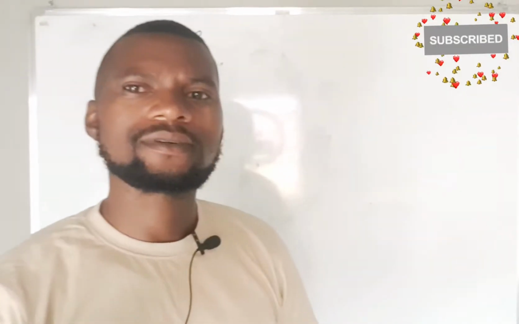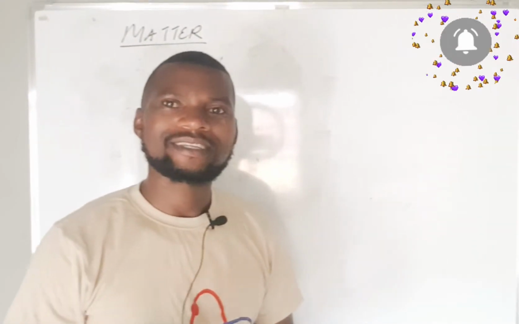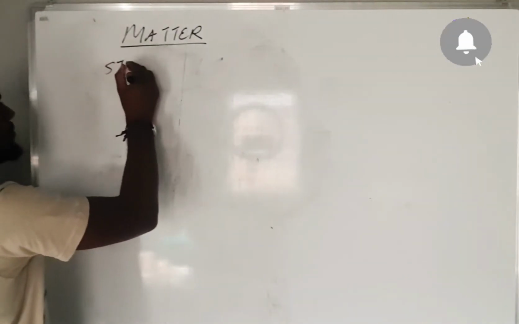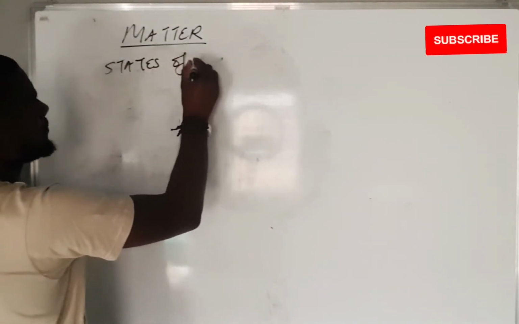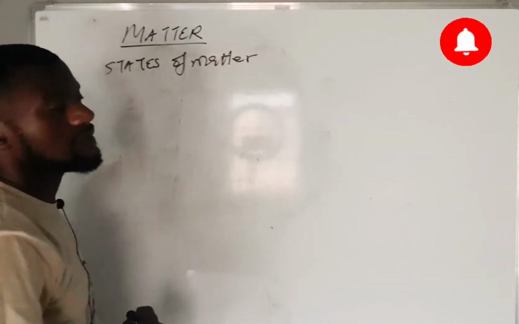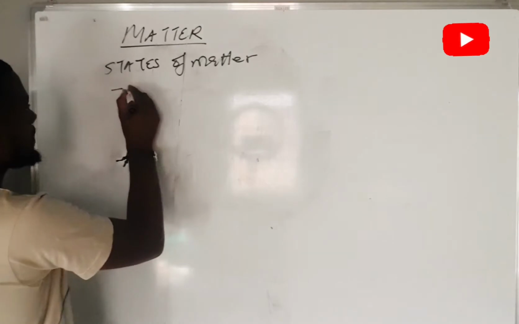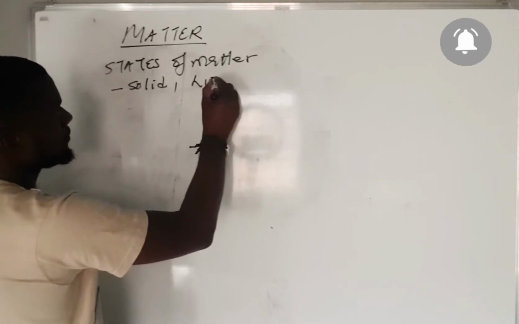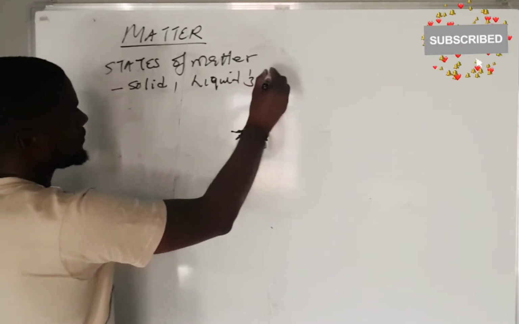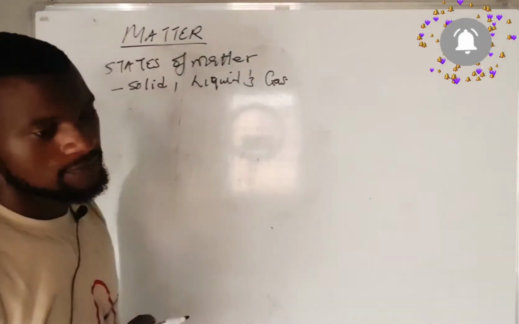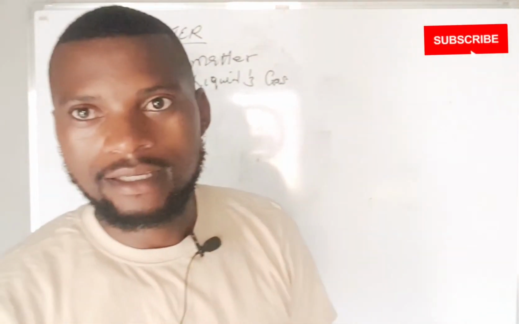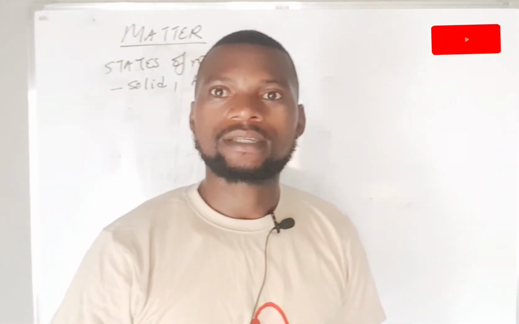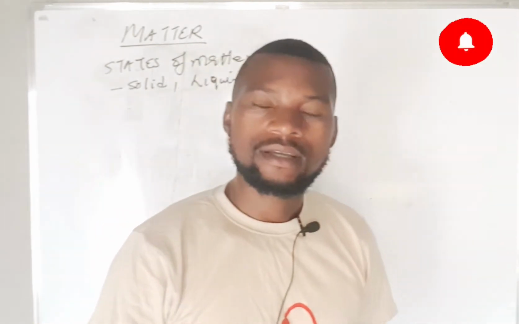Okay, so now we can look at the states of matter, the states in which matter exists. Matter can exist as a solid, liquid, and a gas. So matter can exist in the form of a solid. It can exist in the form of a liquid. It can also exist in the form of a gas.